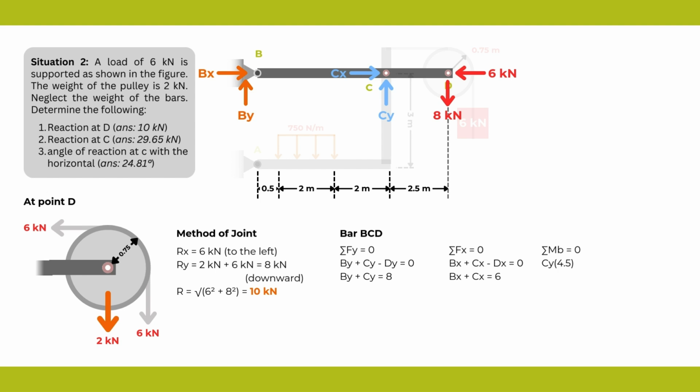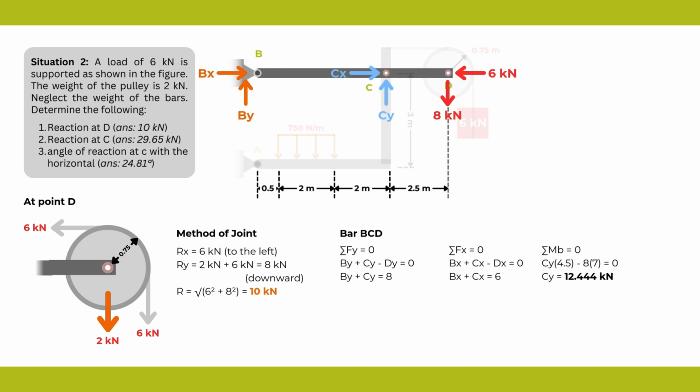Then para sa sign convention, gawin natin tong counterclockwise positive. Therefore, taking the moment for Dy naman, which is equal to 8 kilonewton, we just have to multiply this by its distance of 7 meters from point B. Equating the equation to 0, we can solve for the value of Cy, which is equal to 12.444 kilonewtons.